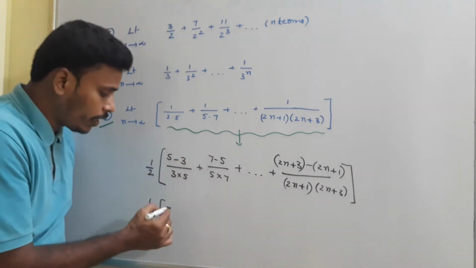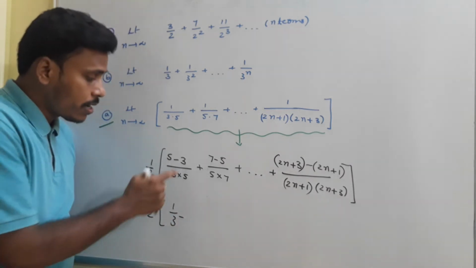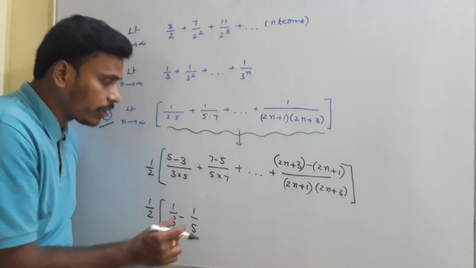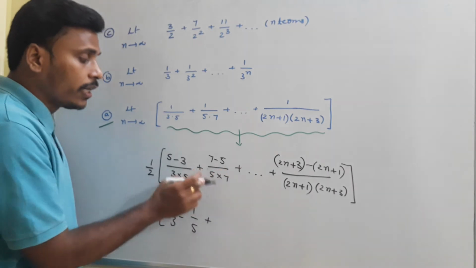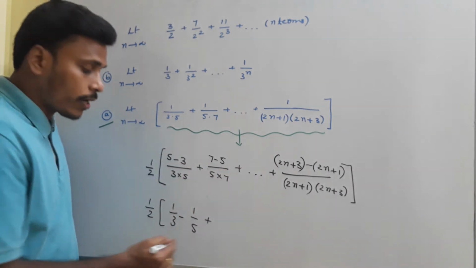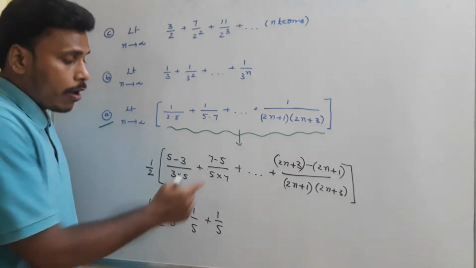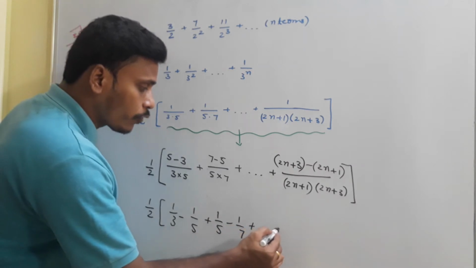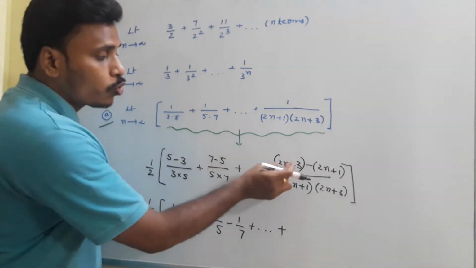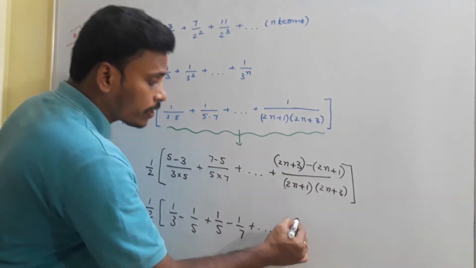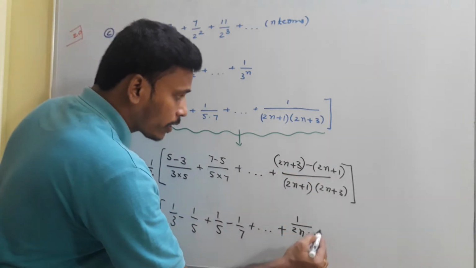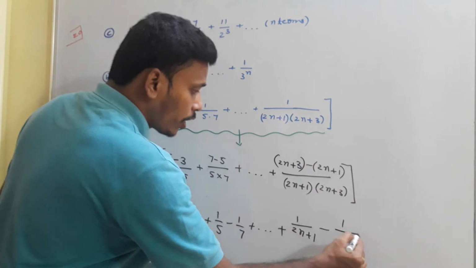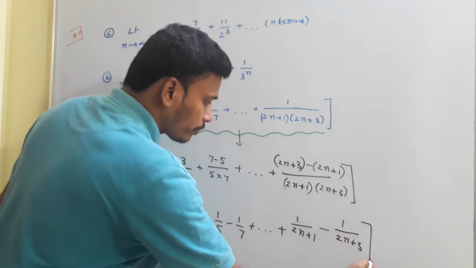5 by 3 into 5 is 1 by 3, minus 3 by 3 into 5. You cancel out the 3, you are left with 1 by 5. So this is simply 1 by 3 minus 1 by 5. Plus, here 7 by 5 into 7. Cancel out that 7, you are left with 1 by 5. 5 by 5 into 7, cancel out that 5, you are left with 1 by 7. Likewise, if you continue, at the end, 2n plus 3 divided by this product, the 2n plus 3 gets cancelled. You are left with 1 by 2n plus 1 minus 2n plus 1 divided by this product, the 2n plus 1 gets cancelled. You are left with 1 by 2n plus 3.